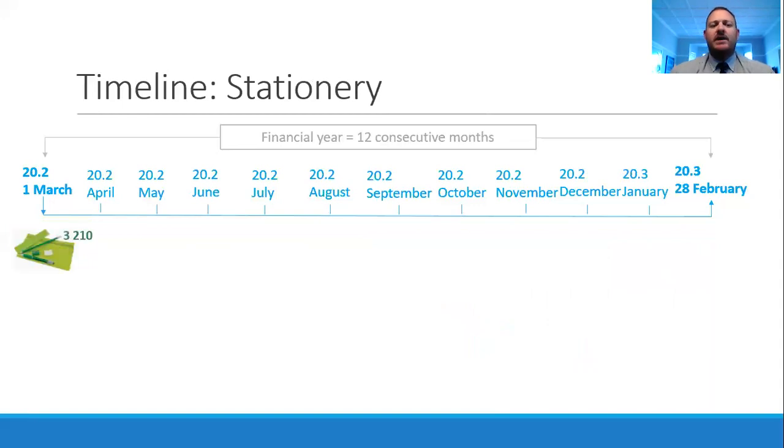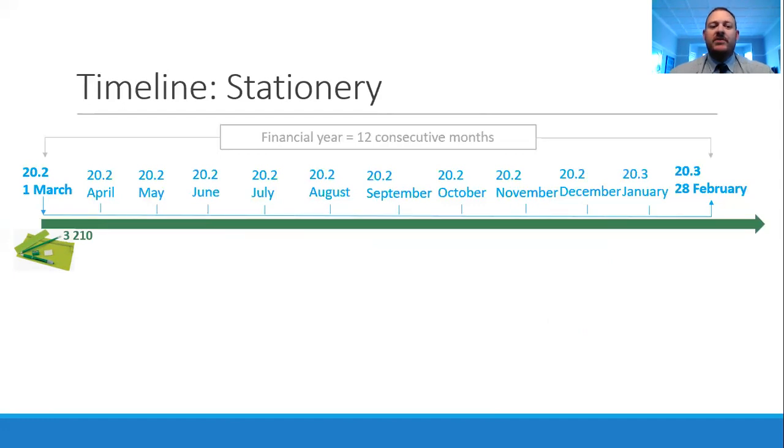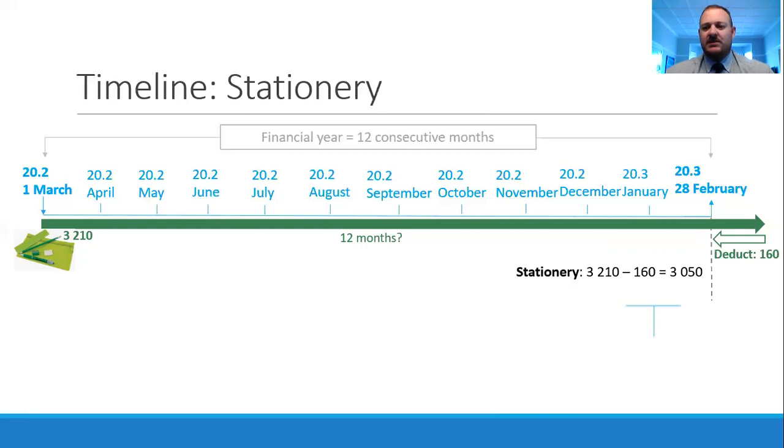Stationery here, we had an amount of 3,210 Rand. We thought that that 3,210 Rand was for the full 12 months, but it turns out that a portion of the stationery was actually for the next financial period. So here we need to deduct 160 Rand from that 3,210 Rand. You'll see the new adjusted amount of stationery is 3,050 Rand.